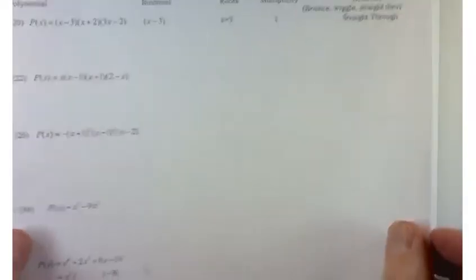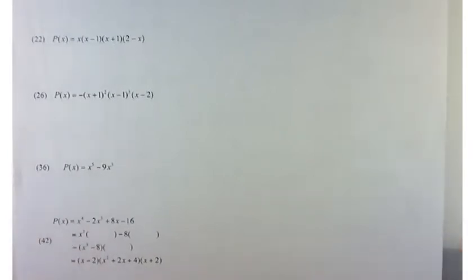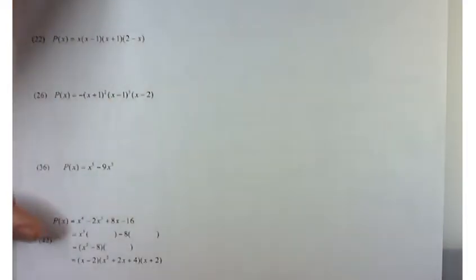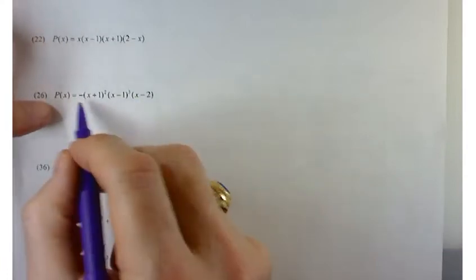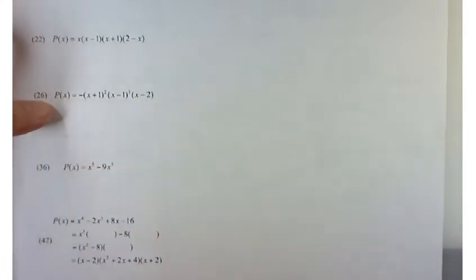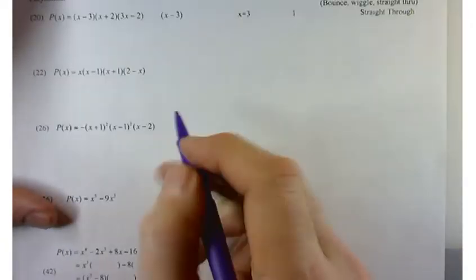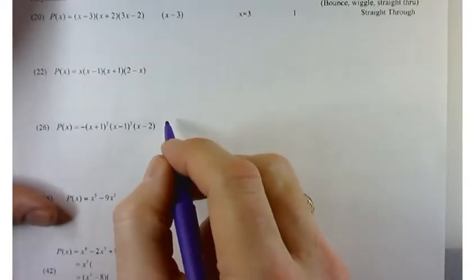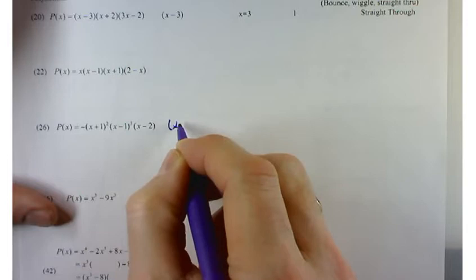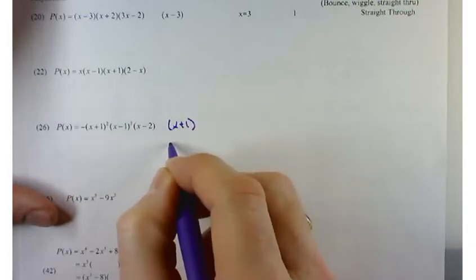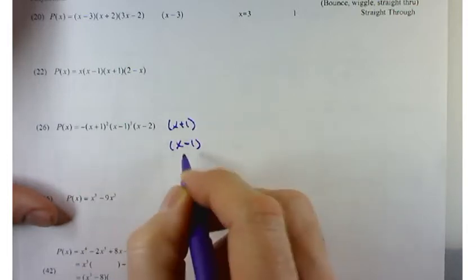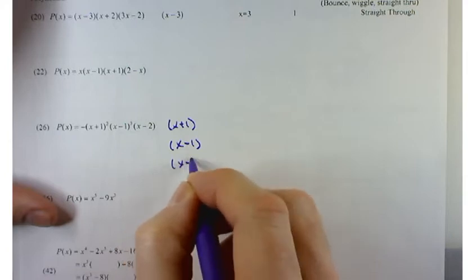Let's take a look at problem number 26. Problem 26 is on the opposite side of your handout. And fortunately for us, this is already factored. And I've given you the same kind of chart that we've been using. So let's look at our binomials. There's 1 at x plus 1. There's 1 at x minus 1. And 1 at x minus 2.